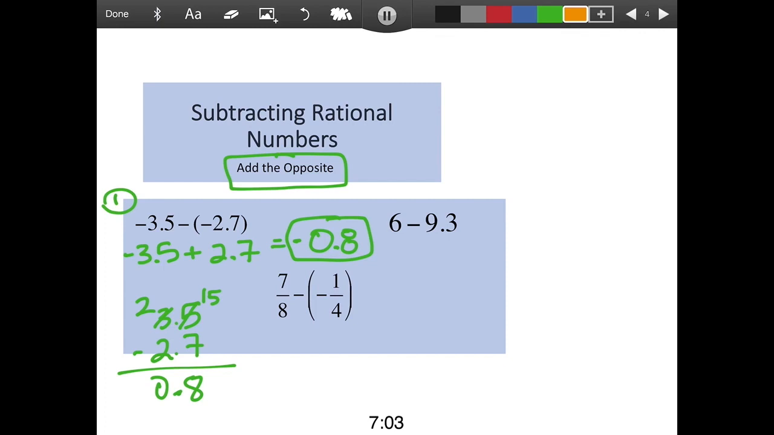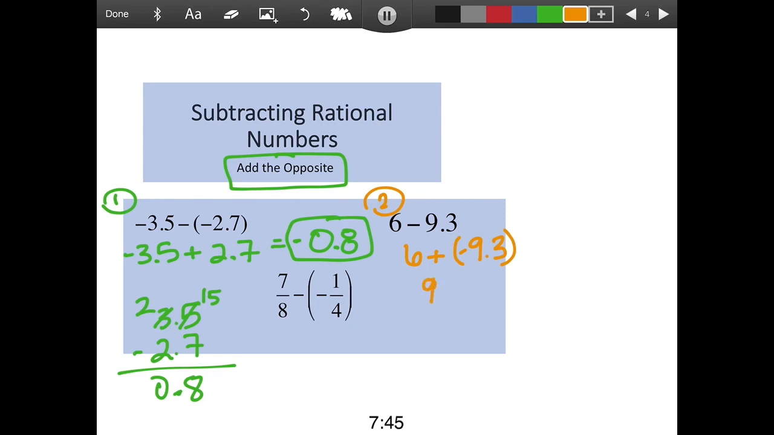Okay, let's look at number 2. Number 2, 6 minus 9 and 3/10. Well, first thing I'm going to do again is apply my rule of add the opposite. So first number stays the same. Plus, what is the opposite of 9 and 3/10? Well, I hope you said -9 and 3/10. Now I've got to think back to those adding rules again. Are my signs the same or different? They are different, so I'm going to do what? Well, I hope you said I'm going to subtract.